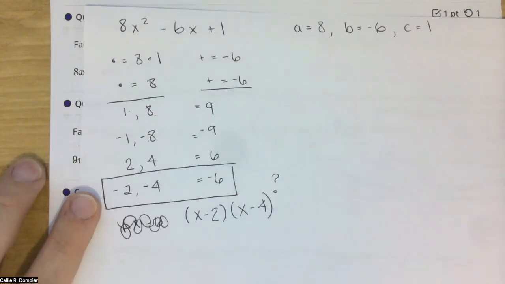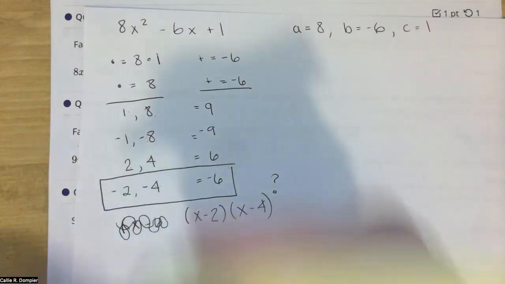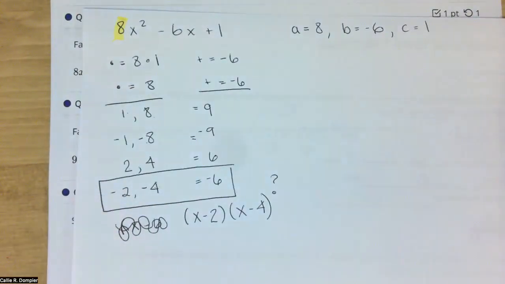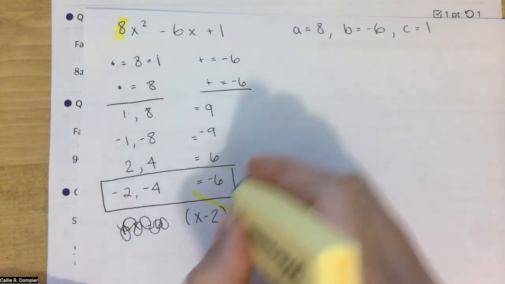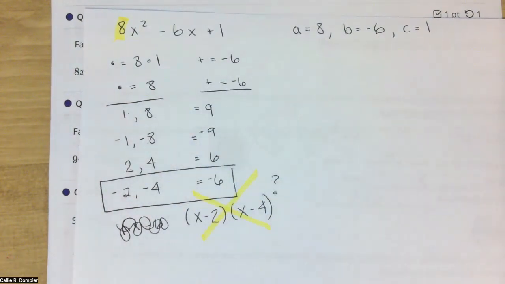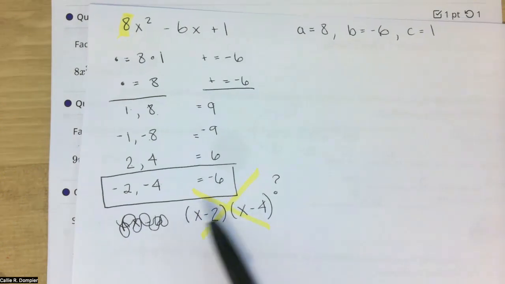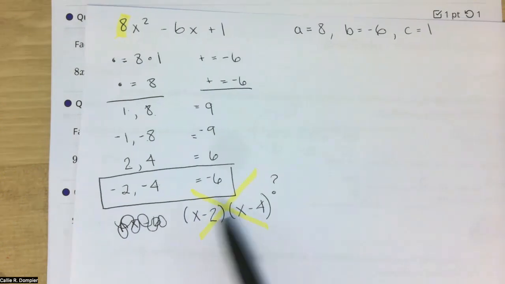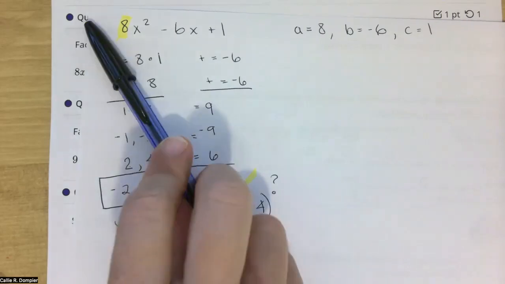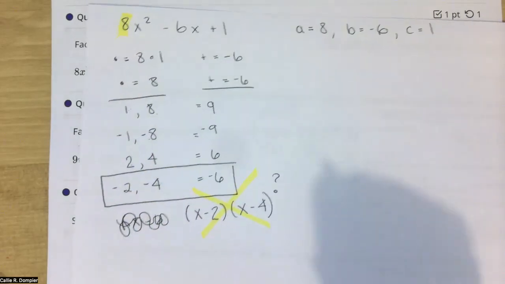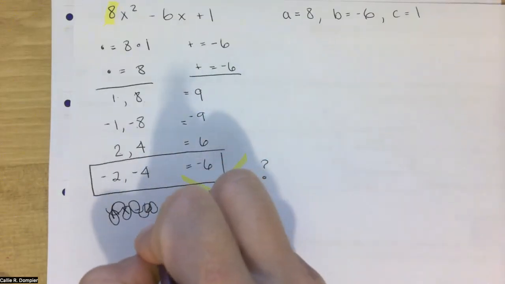I say it doesn't work if A is not 1. If A is not 1, this is not going to work. Why do I say that? Because you have x times x. When we multiply it back out, x times x is not going to give us 8x squared. It's just going to give us x squared.